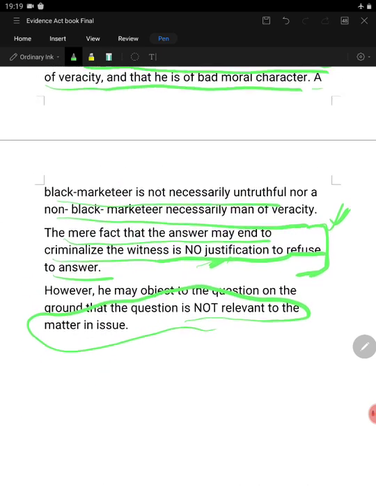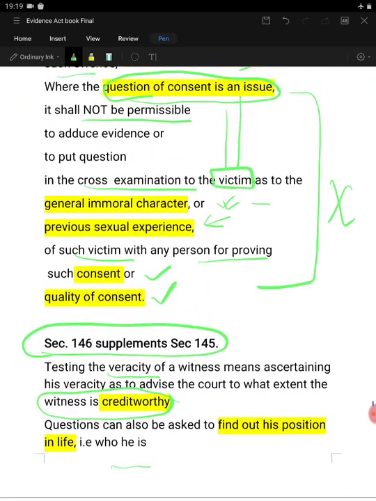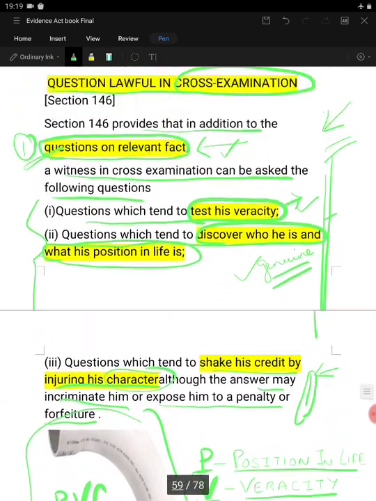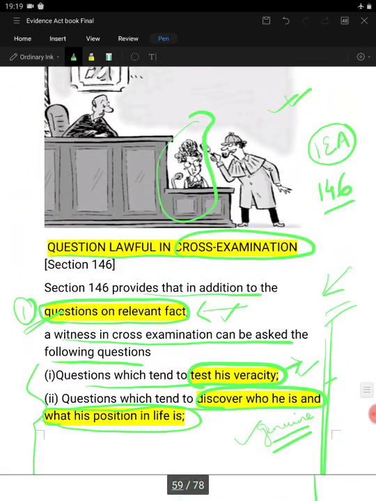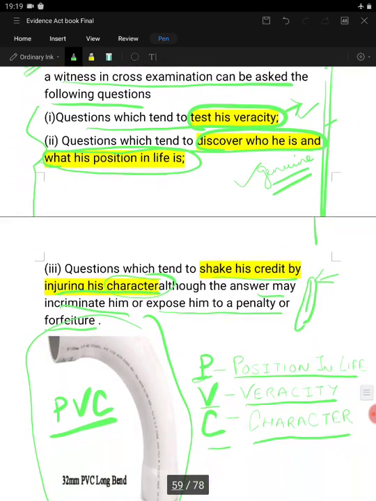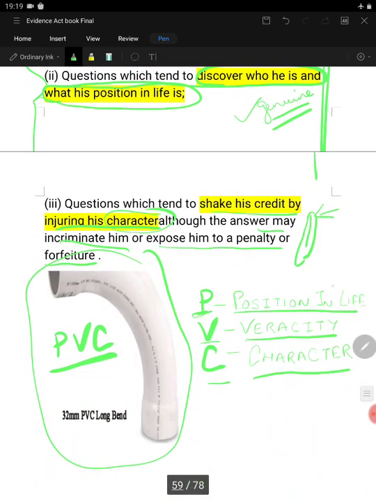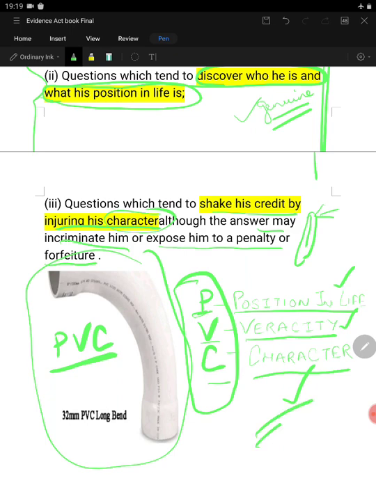So that's all with Section 146, where we saw that besides questions on the relevant fact, questions in cross examination can be asked regarding the position in life of the witness, the veracity of the witness, and questions which impute or injure the character of the witness. These are to determine the creditworthiness of the witness in question.